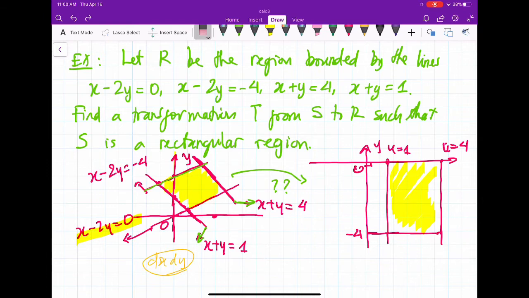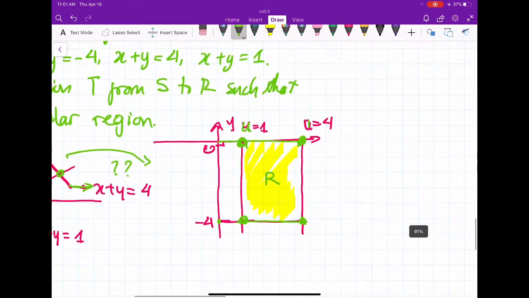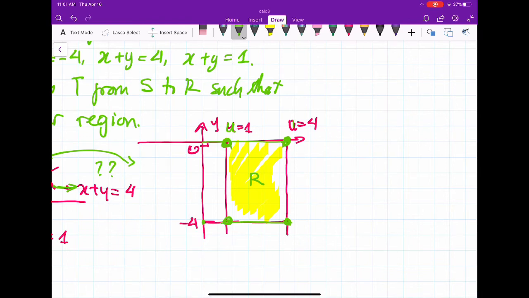Here's the thing. They ask us to find a transformation T from S to R. This is your S, this is your R, and they fix R for us. They say, what is R? They use the new variables u equal to 1, u equal to 4. You see, we already have a rectangle, right? And here we have -4, 0 right here. Makes sense? So basically, we need to find a transformation that maps the 4 vertices in here to the 4 vertices of this rectangle.